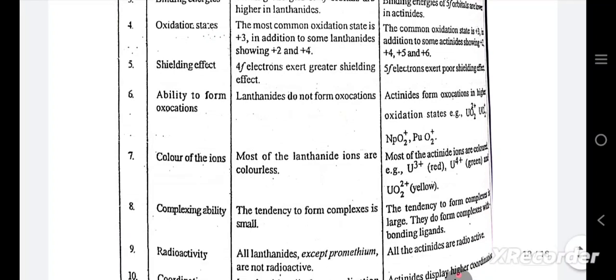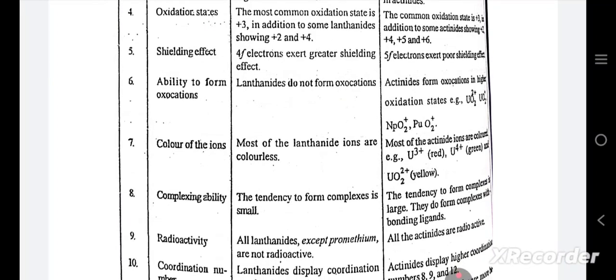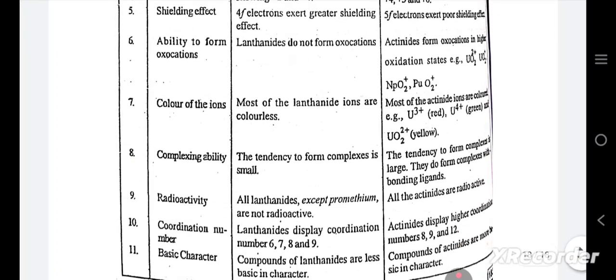Binding energies: binding energies of 4f orbitals are higher in lanthanides; binding energies of 5f orbitals are lower in actinides. Oxidation state: the most common oxidation state is +3 in lanthanides, in addition to some showing +2 and +4. The common oxidation state is +3 in actinides, in addition to some showing +2, +4, +5 and +6. Shielding effect: 4f electrons exert great shielding effect, 5f electrons exert poor shielding effect. Ability to form oxocations: lanthanides do not form oxocations. Actinides form oxocations in higher oxidation states.